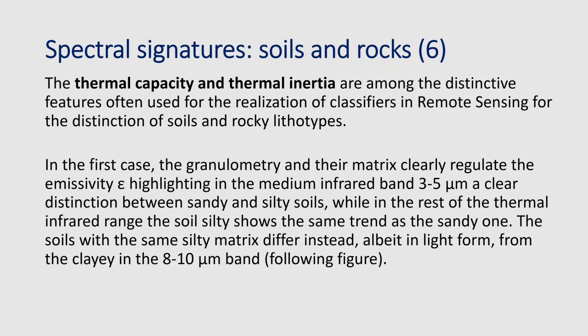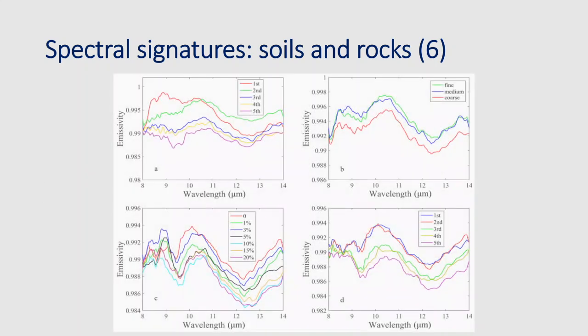In the first case, of thermal capacity, the granulometry and their matrix clearly regulate the emissivity epsilon, highlighting in the medium infrared band, ranging between 3 and 5 microns, a clear distinction between sandy and silty soils, whereas in the rest of the thermal infrared range the silty soil shows the same trends as the sandy one. The soils with the same silty matrix differ instead, albeit in a light form, from the clay in the 8 to 10 microns band, and this is represented in these figures.